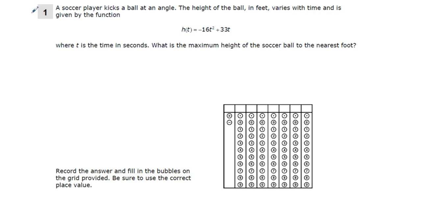Problem 1, a soccer player kicks a ball at an angle. The height of the ball in feet varies with time and is given by the function h(t) equals negative 16t squared plus 33t, where t is the time in seconds. What is the maximum height of the soccer ball to the nearest foot?